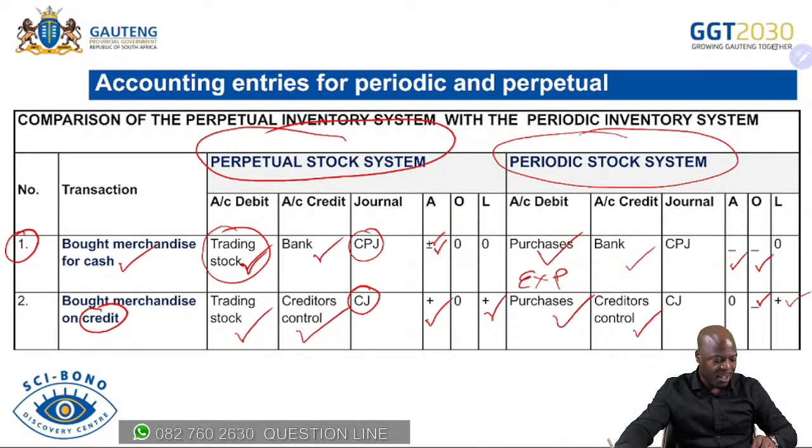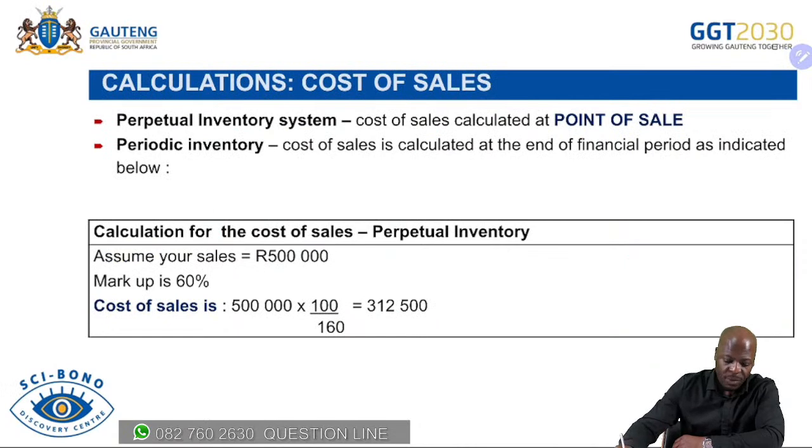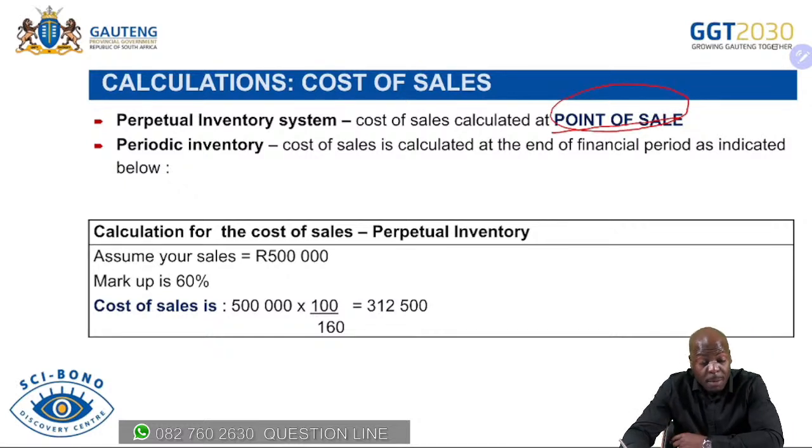All right, boys and girls, I want us to do some calculations. Now, it says calculation of cost of sales. With the perpetual inventory system, cost of sales is calculated right at the point of sale. That is where we calculate our cost of sales. With the periodic inventory system, cost of sales is calculated at the end of the financial period. All right, you're going to see.